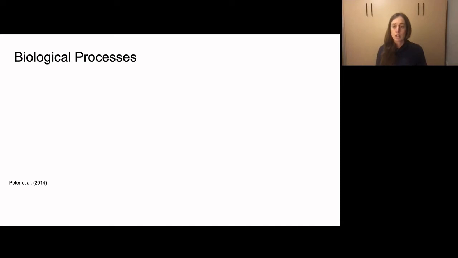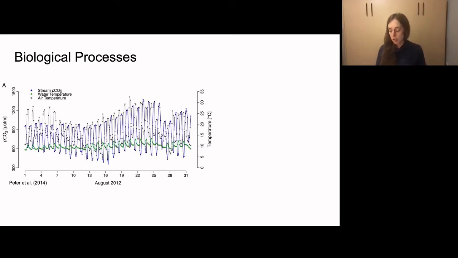So the next thing is biological processes. We have organisms in our water, and those organisms can both consume and release CO2. So CO2 consumption generally happens by photosynthesizers, and those photosynthesizers are active during the day. And so our CO2 concentrations are generally lowest during the day, and then they increase at night when those photosynthesizers are no longer consuming CO2.